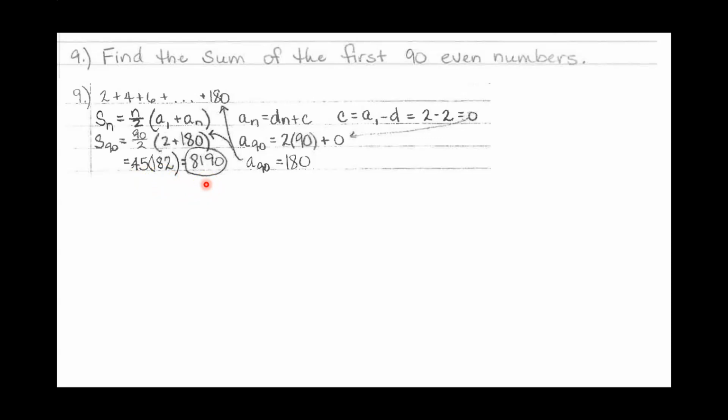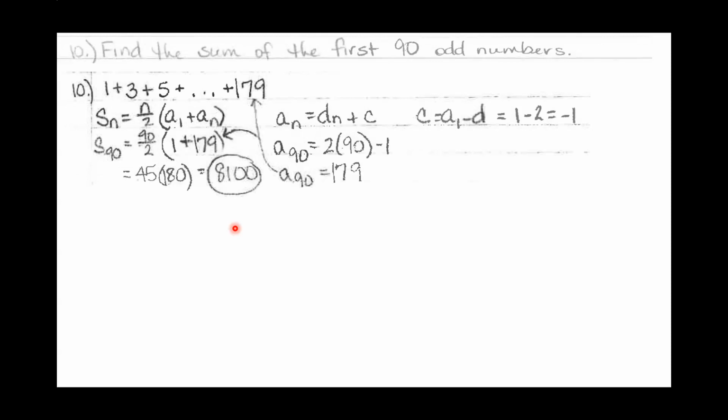All right, then for number 10, we wanted to find the sum of the first 90 odd numbers. So envision what that looks like. 1 plus 3 plus 5 plus 7 plus 9. Again, I need to figure out, is this arithmetic or geometric? 3 minus 1 is 2, 5 minus 3 is 2, 7 minus 5 is 2. This is arithmetic with a constant difference of 2.